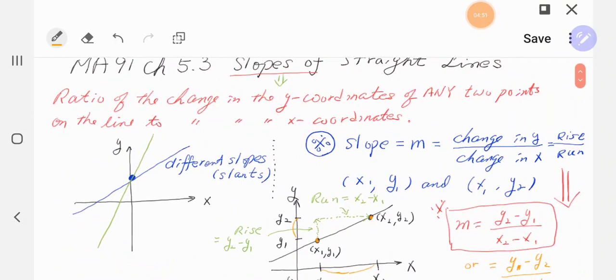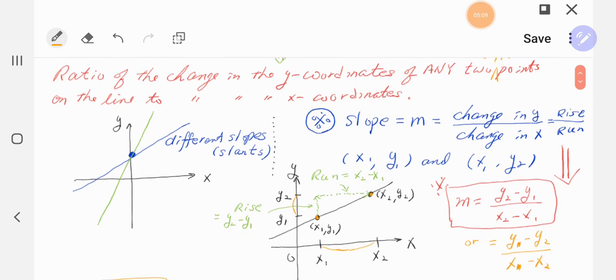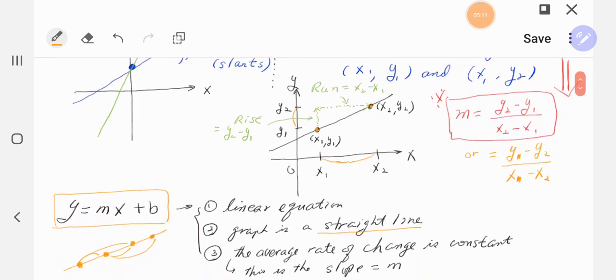So let me write here. It's a ratio of the change in the y coordinate of any 2 different points on the line to the change in the x coordinates. Can you see it? It is really important to use this formula. This is the slope formula. The slope formula is y2 minus y1 over x2 minus x1, or y1 minus y2 over x1 minus x2, starting from 1.